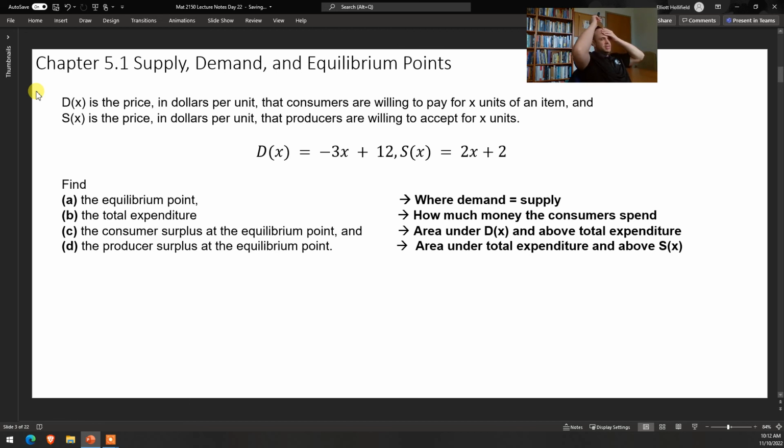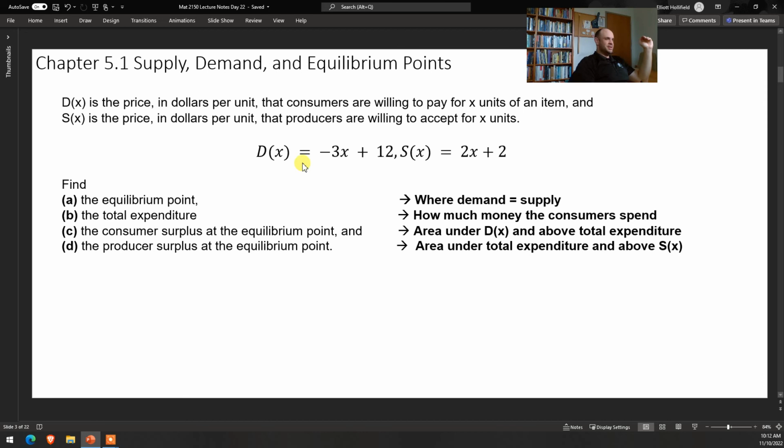Now let's put that idea in context given some supply and demand functions. First, what do we mean by a demand function? The output of this function is the price for some product that consumers are willing to pay when x number of units of that item are produced. S is the price in dollars that producers are willing to accept for that product given that x units are produced. Now we can find the equilibrium point.